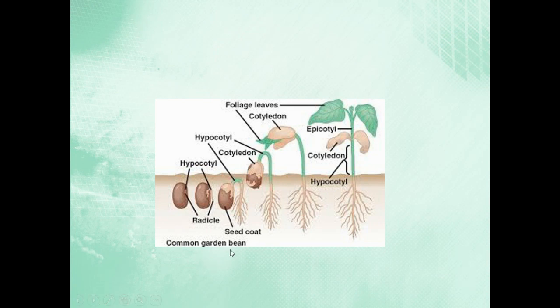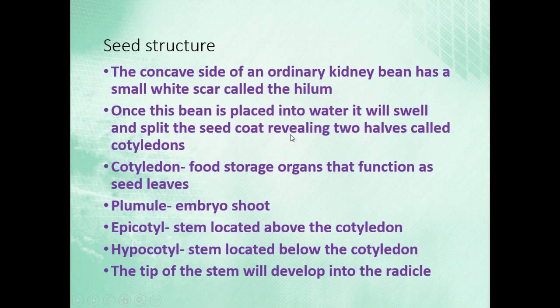So this is just a common garden bean, and you see it going from just a seed to where it eventually is going to pop a root, and then it's going to start to open up, and you're going to have some seed leaves, we call them. Those are the very first leaves that a plant gets.